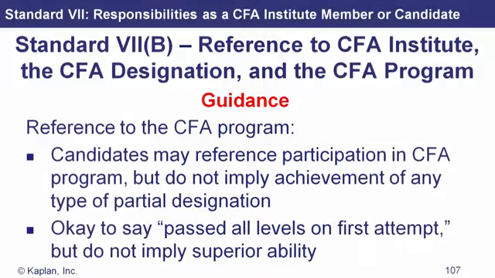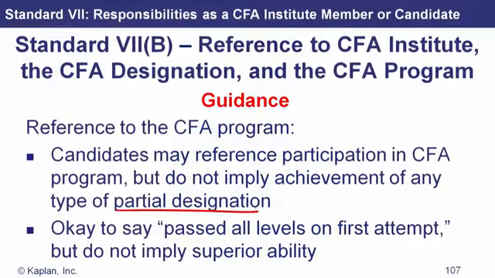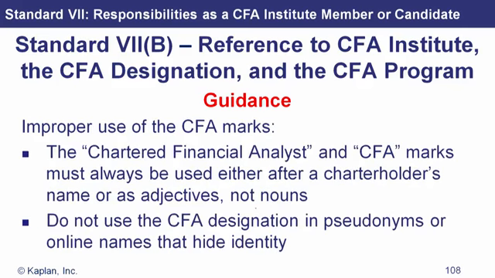Anyway, so reference to the program. Candidates can reference participation in the program, but you can't imply achievement of any partial designation. So after you finish level 1, you can say you passed level 1 of the CFA exam, right? That's a factual statement, okay? And once you sign up for level 2, you can say you're a level 2 candidate, okay? But you can't say I'm a level 2 CFA or I'm a level 1 CFA or something like that. So again, you can make factual statements. I passed all of the exams on the first attempt, if in fact you did that, okay? But you can't say this implies that I'm something more than I am.